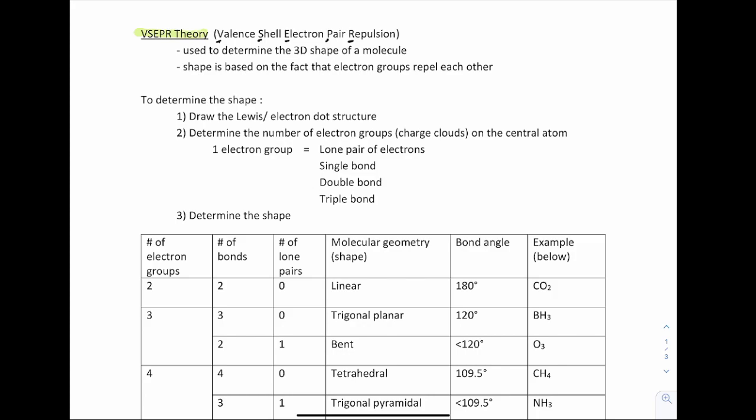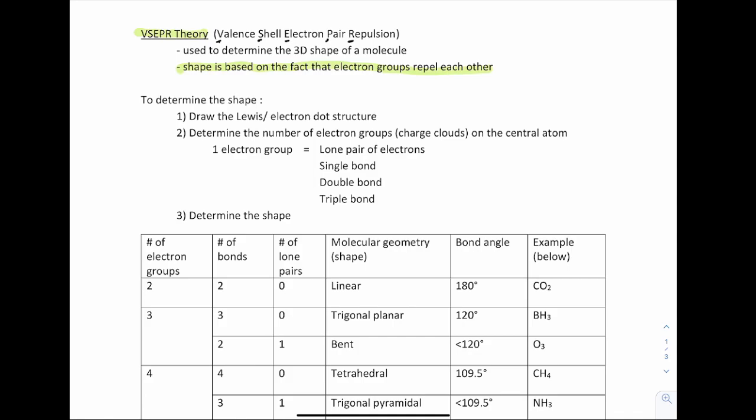So remember, we don't have dots and lines and little H's and little O's, right? It's groups of charge, right? Each bond is negative charge. Each lone pair is negative charge. And one bond, its negative charge is going to repel a neighboring bond because like charges repel. So our shape is going to be based on the fact that electron groups, right, double bonds, triple bonds, single bonds, lone pairs, are going to repel each other.